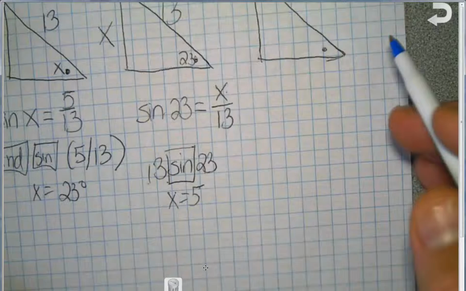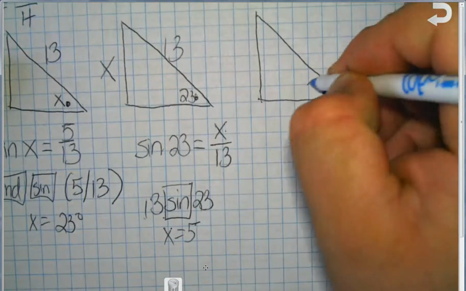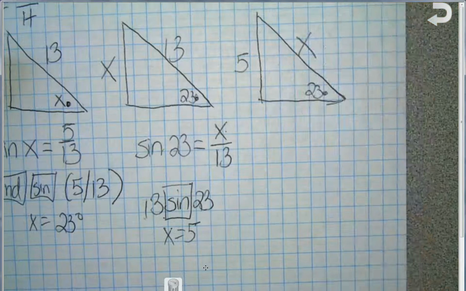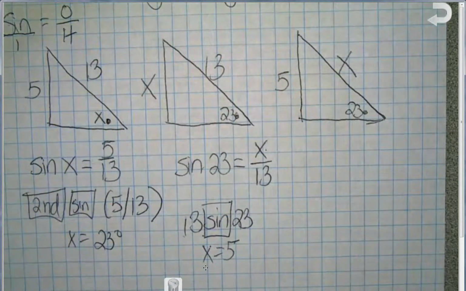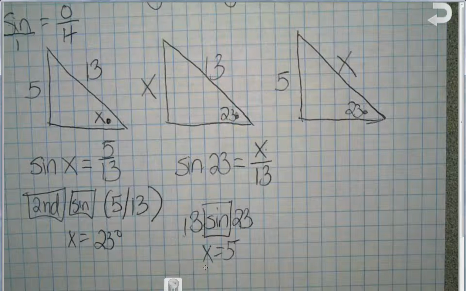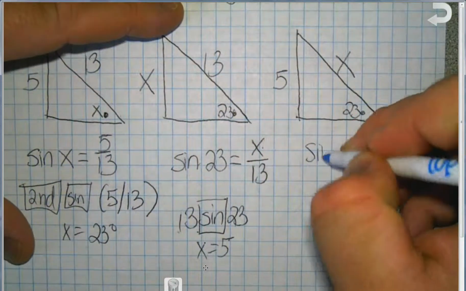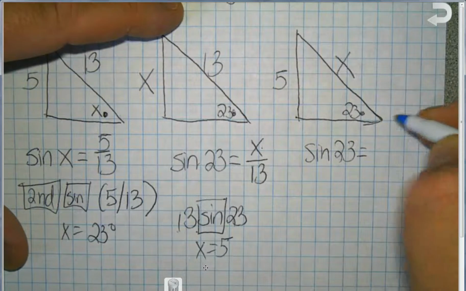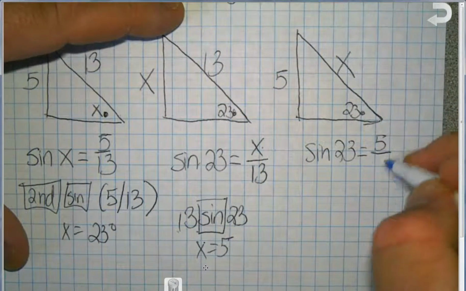Now, this third one, I know the angle, and I know that this is 5, but I don't know the hypotenuse. So I'm going to set it up the same way. The sine of 23 is equal to 5 over what? X.